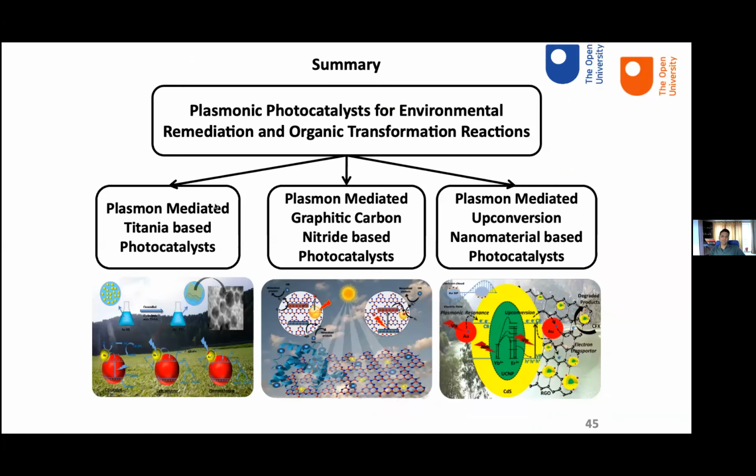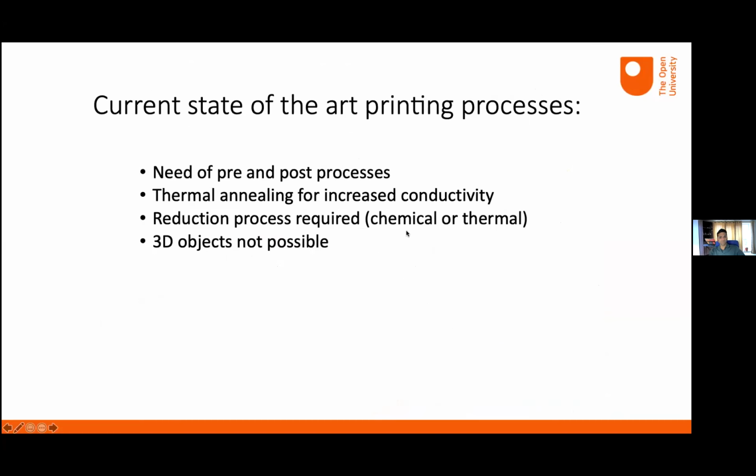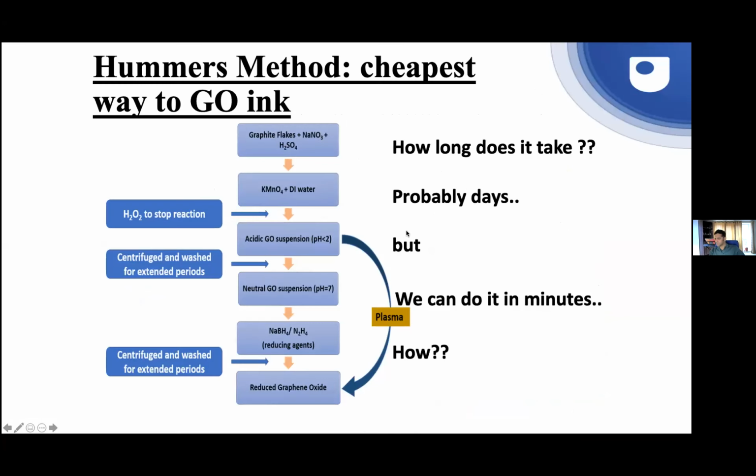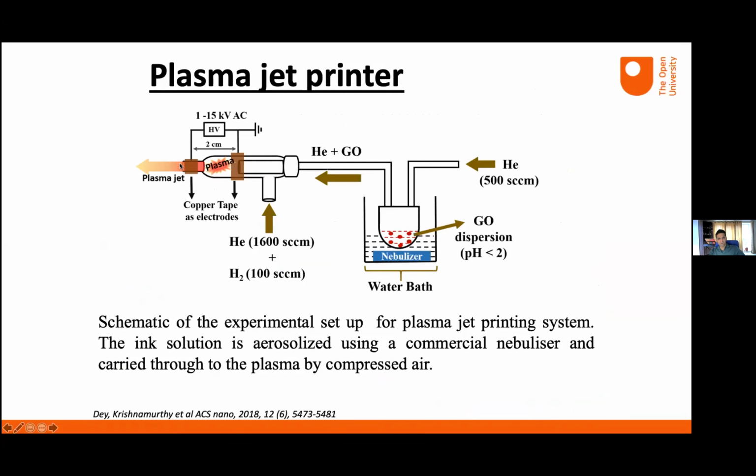In summary, we are currently working on titania and also earth abundant graphitic carbon nitride, etc. Due to the lack of time, I just wanted to show how this plasma process works.